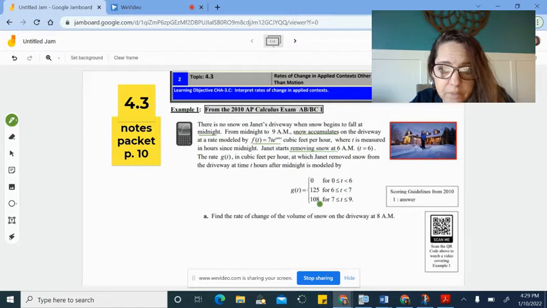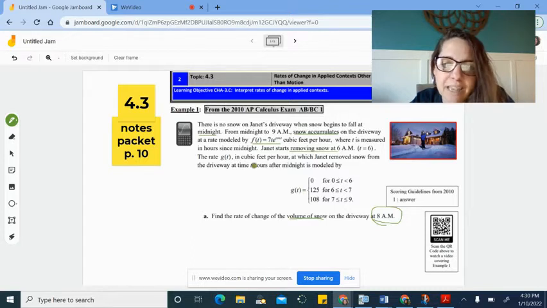Okay. So what does this tell us here? This is reminding us that it started snowing at midnight, and time zero was midnight, and 6 a.m. was when she finally started removing it, right? Because she was sleeping. So there was no removal from 0 to 6. Now it says find the rate of change of the volume of the snow on the driveway at 8 a.m.